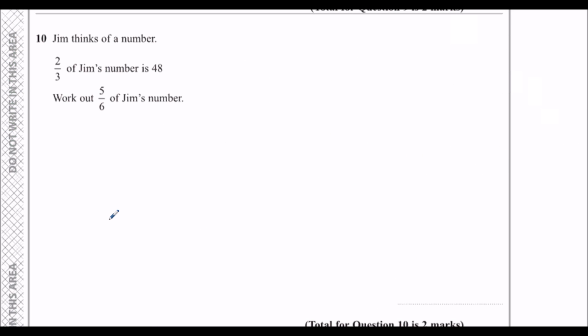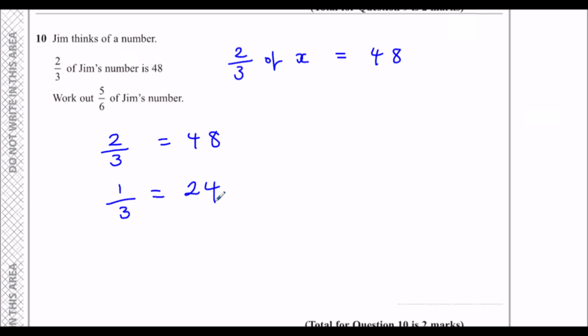Question 10. Jim thinks of a number, so 2/3 of Jim's number, so 2/3 of x, is 48. Work out 5/6 of Jim's number. Ooh, how should I do it? So 2/3 of a number is 48. That would mean 1/3 of it is 24, which would mean 1/6 of it, a sixth, is half of a third.